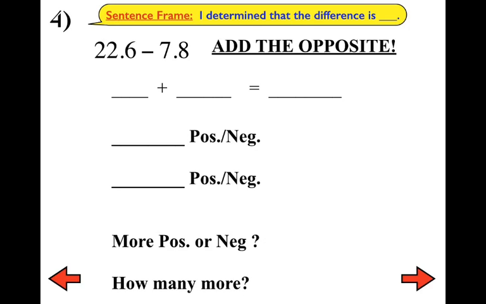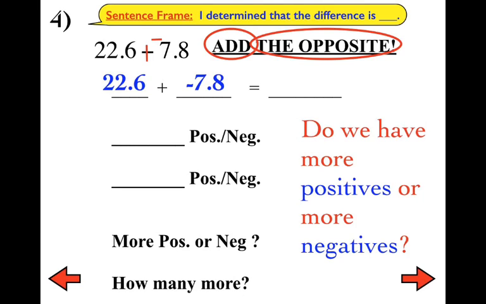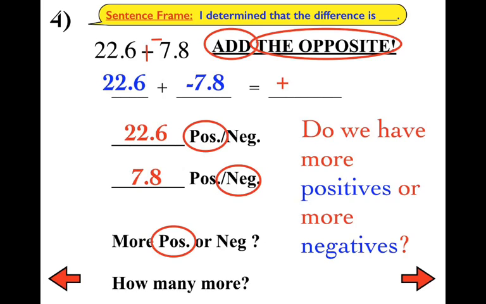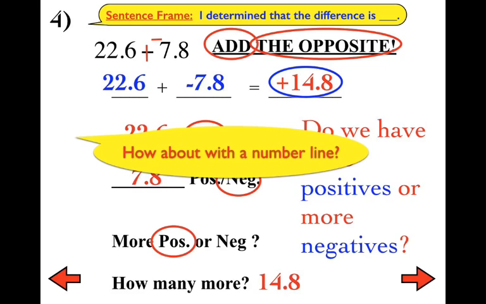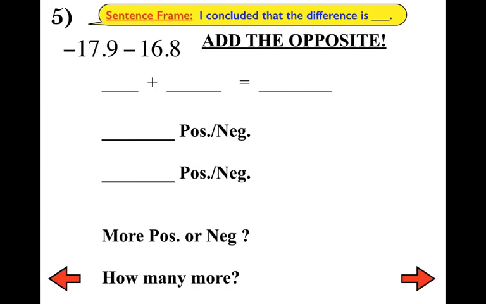All right, turning this into an addition problem, it turns into 22.6 plus negative 7.8. That's by adding the opposite. We have more positives, so we have 22.6 positives and 7.8 negatives. Since we have more positives, the sum or difference is positive. And in fact, we have 14.8 more positives than negatives. So the difference is 14.8 or 14 8/10. Pause this flipped lesson and try number 5.